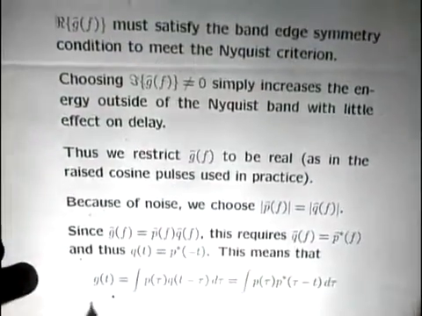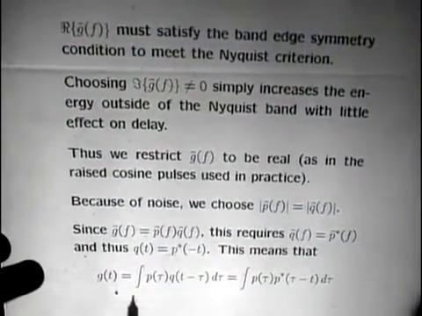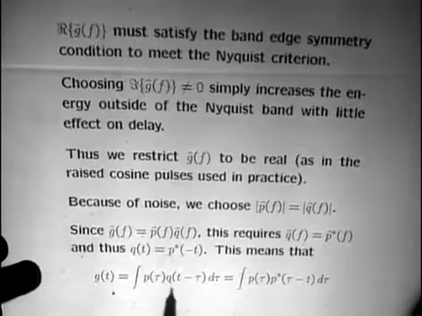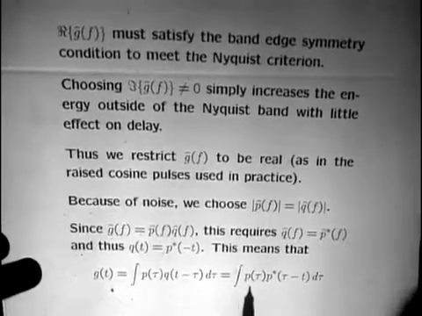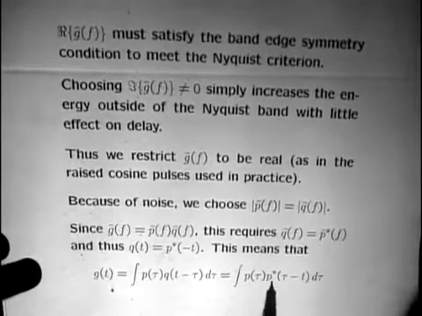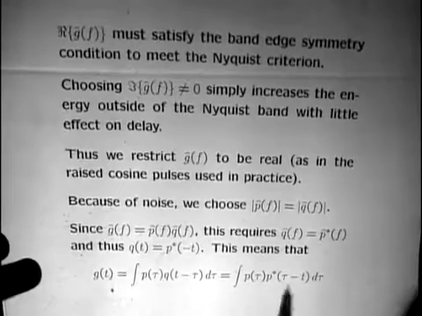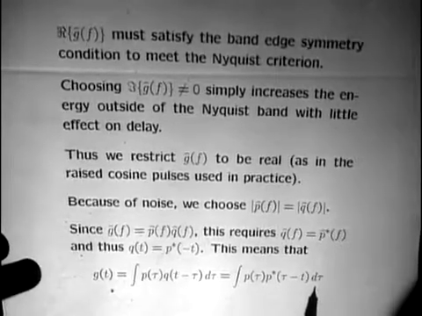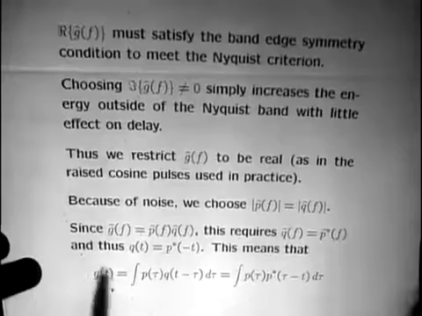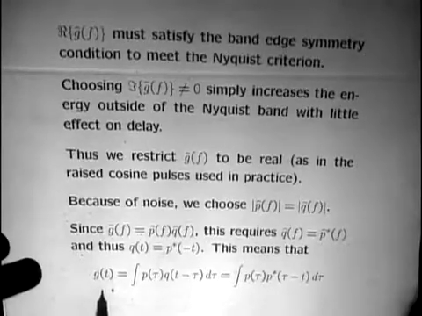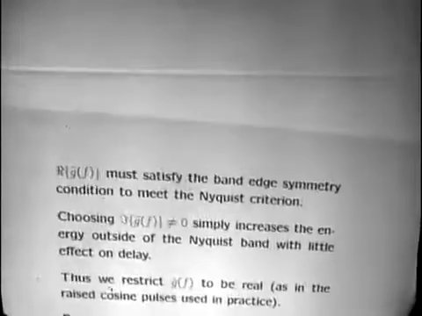So anyway, when we do this, it means that g of t is going to be this convolution of p of t and q of t, which we can now write as the integral of p of tau times p complex conjugate of t minus tau d tau. And what we're interested in is, is this going to be ideal Nyquist or not? And what does that mean if it is ideal Nyquist?